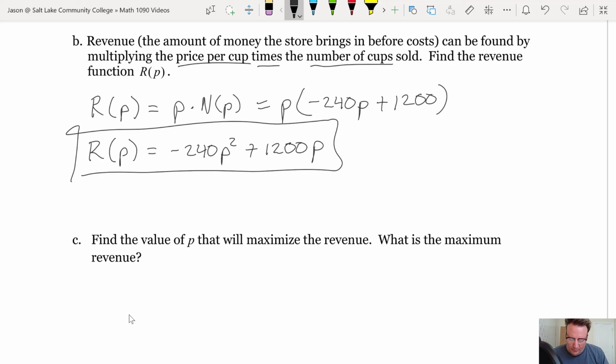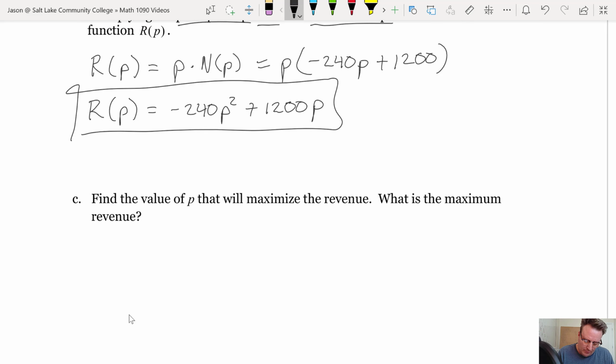Find the value of P that will maximize the revenue. What is the maximum revenue? Okay, this is a quadratic vertex. The lead coefficient is negative, so it opens downward. So we need to find the top point on the parabola, or the vertex, and that will be the maximum.